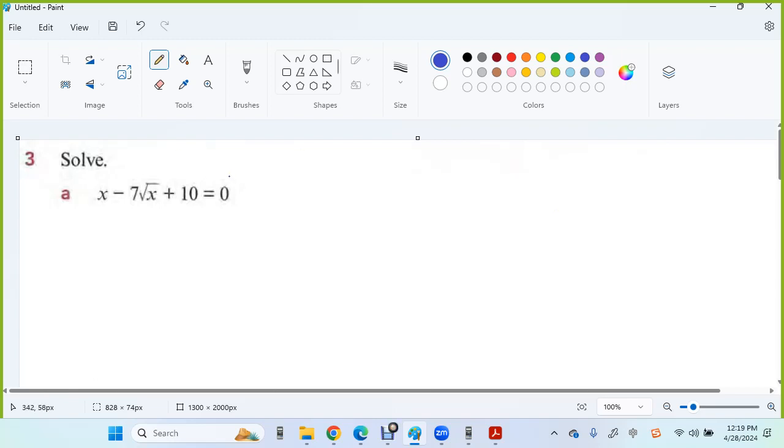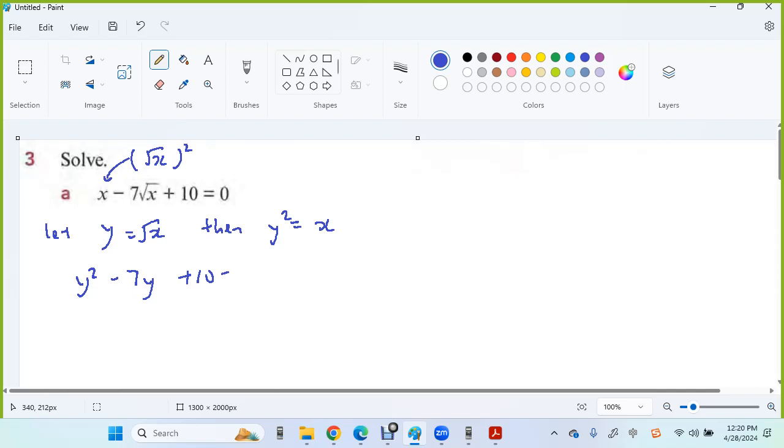We need to solve this. So we can let the square root x equal to y, then y squared equal to x. So when you find a question that has an x and the square root x, then you have to assume this is the square root x squared. Then this one we will have y squared minus 7y plus 10 equals 0.